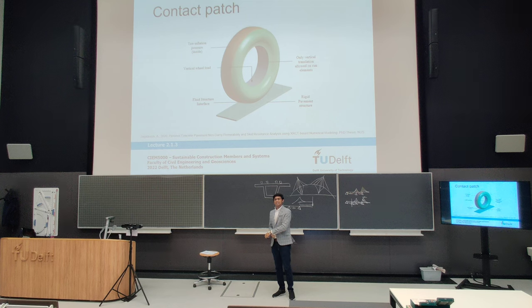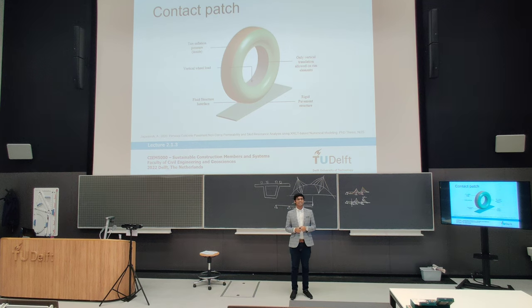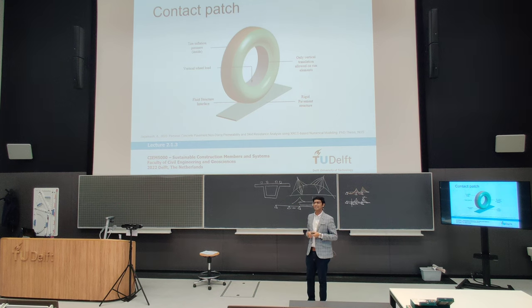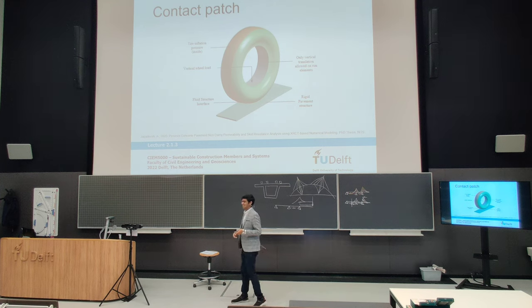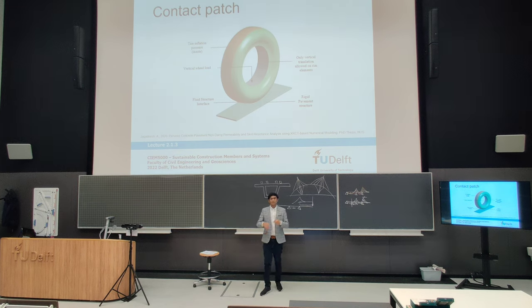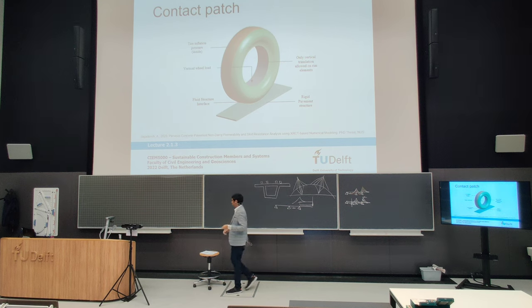Yes. Now again a small activity. This is just a small model which I developed in my PhD for the tire and pavement interaction. Now the question is, what do you think the contact area between the tire and the pavement is? So what do you think would be the shape of the contact between the tire and the pavement?